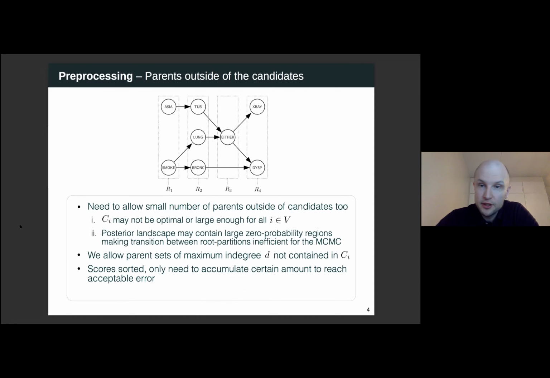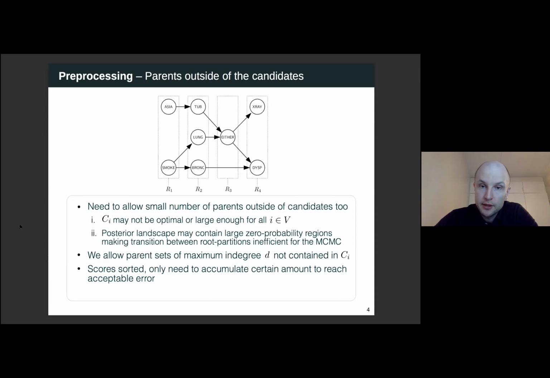And despite everything said so far, we actually do need to have a mechanism that allows parents outside of the candidates as well. So we build a separate data structure for this purpose. We need to do this because for some nodes, the found candidates may not be optimal, or the number of them might not be large enough to cover the posterior well, or the posterior landscape may contain large zero probability regions, which makes moving between root partitions inefficient for the Markov chain. So we would be stuck if we would just stick to the pre-selected candidates.